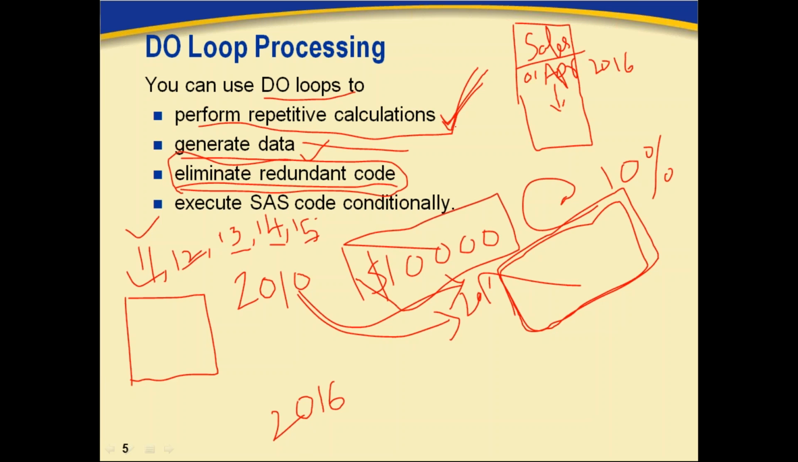So we can use do loops to perform repetitive calculations, to generate data, to eliminate redundant code, and to execute SAS code conditionally, based on some condition. These are some of the key points, the things we can do using do loops.